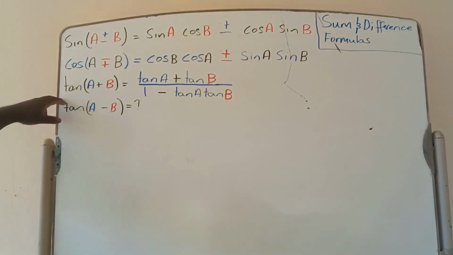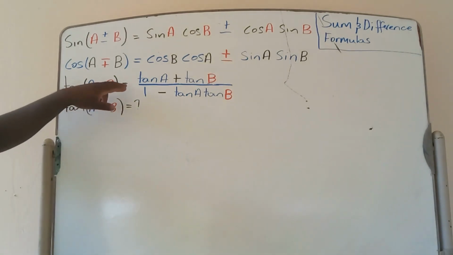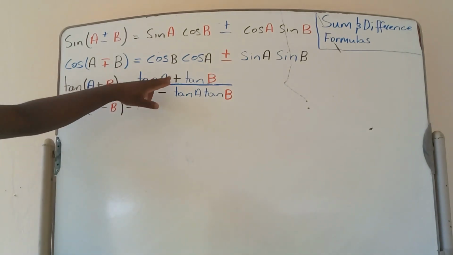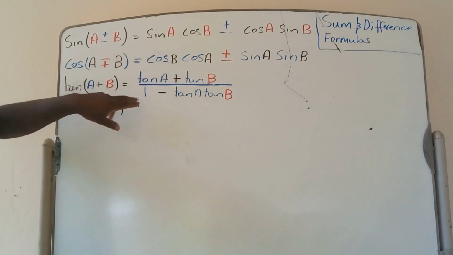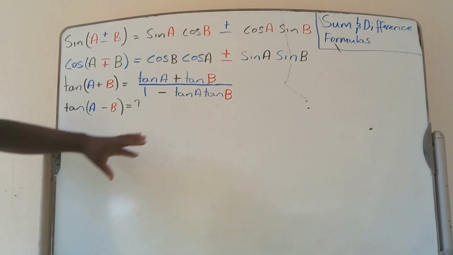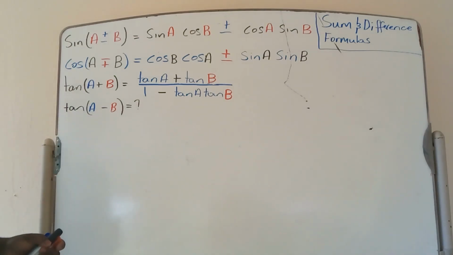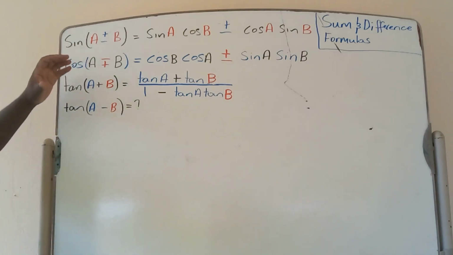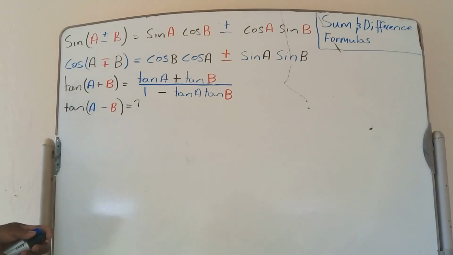Now, here on the board, let's say that you are in an exam and they ask you to prove that tan of A plus B is actually equal to tan A plus tan B, all of that divided by 1 subtract tan A tan B. How would you go about proving a question like this? Now I'm going to show you the approach that you can take to prove this question.